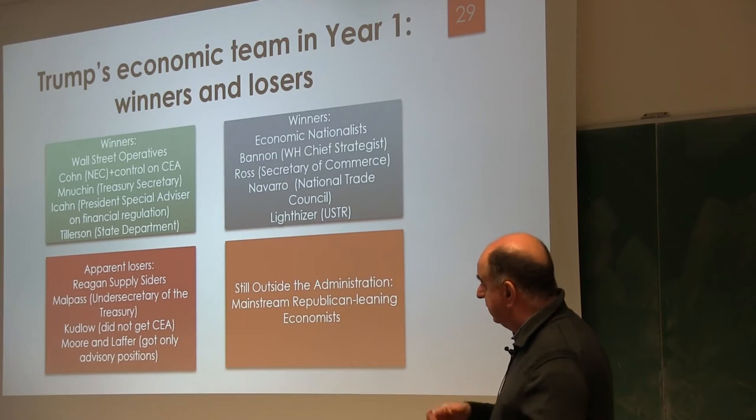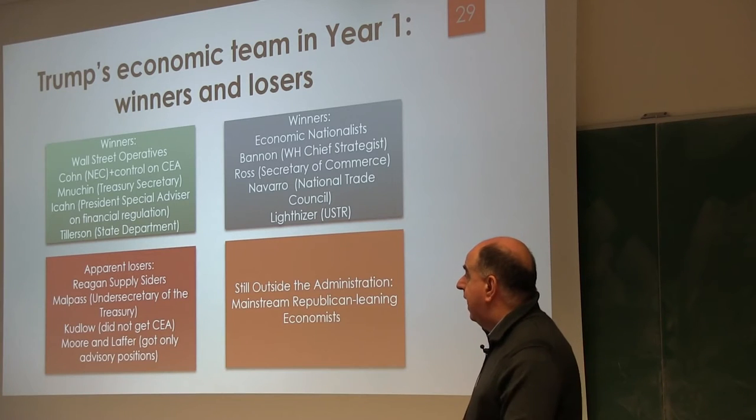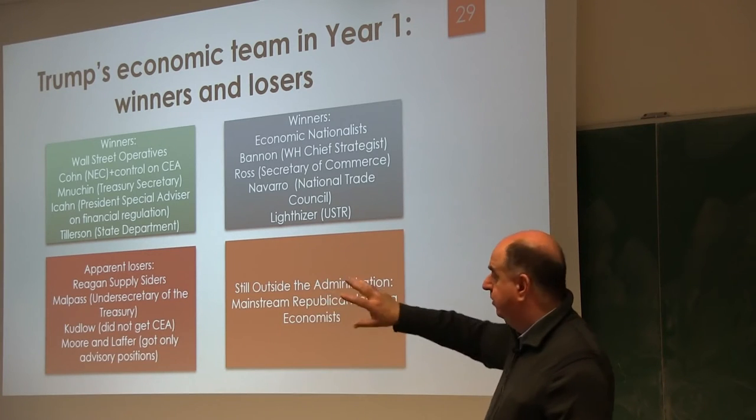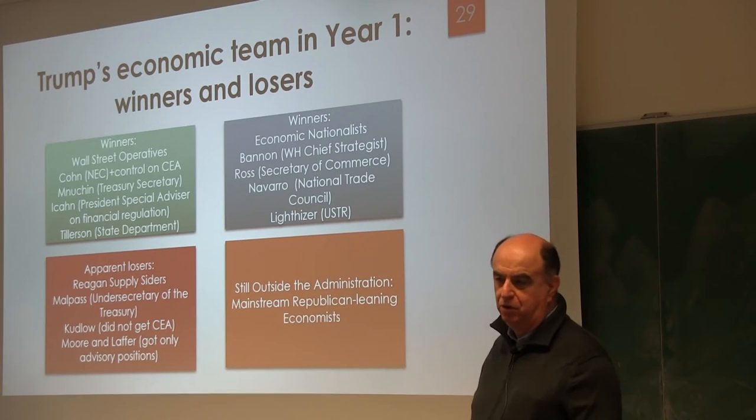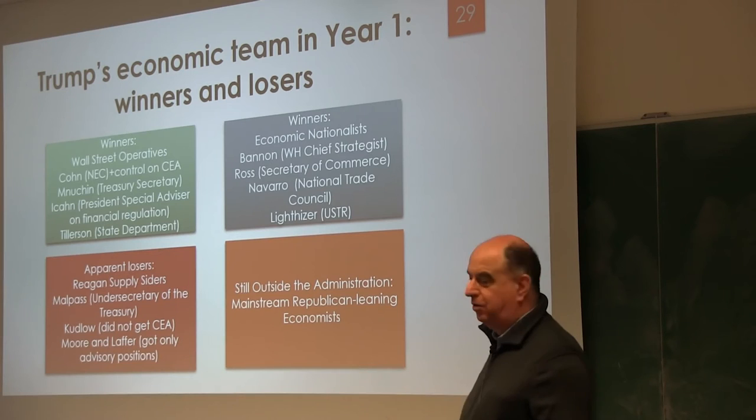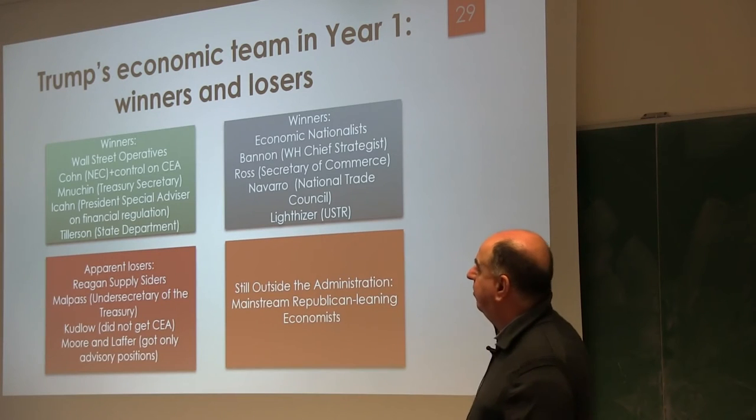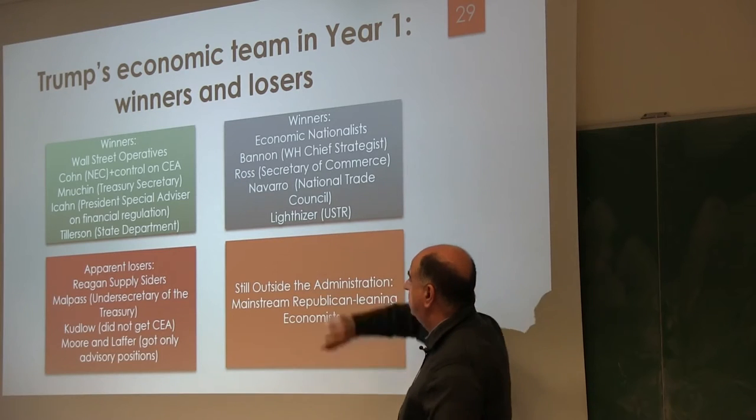Icahn, that I mentioned before, was President's Special Advisor on Financial Regulation. And Tillerson, although at the State Department, so foreign policy, was the former CEO of ExxonMobil. So you have a very strong presence of Wall Street operatives. Other winners were economic nationalists.